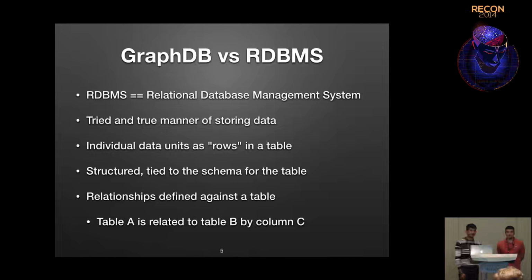So, graph databases versus relational databases. Relational databases are the tried and true manner of storing data. The smallest data unit is a row. You could argue that it's actually a column within a row, but for our purposes, we're going to say a row. Relationships between two different tables are defined against the table. So rows in table A are related to rows in table B by some column that they share, or multiple columns that they share.